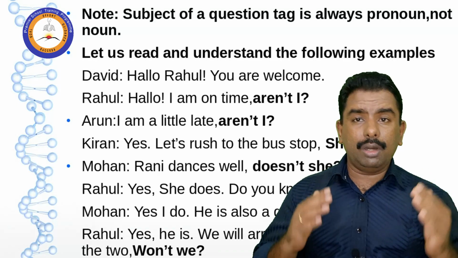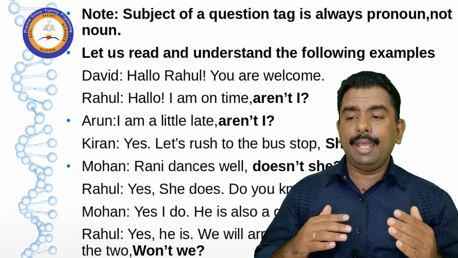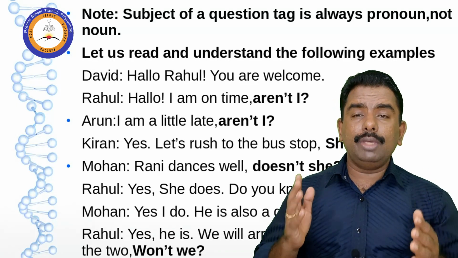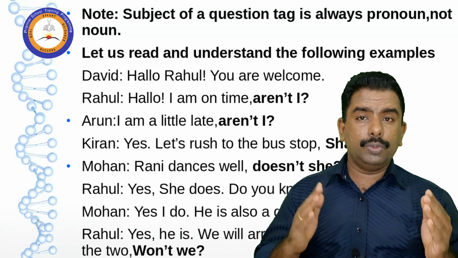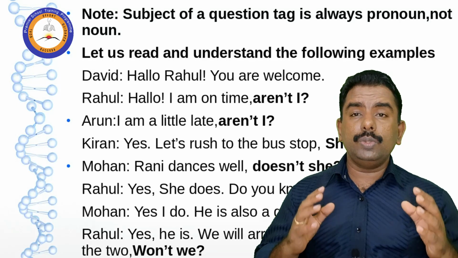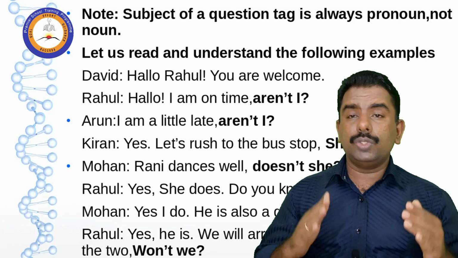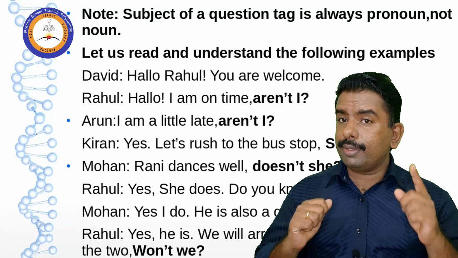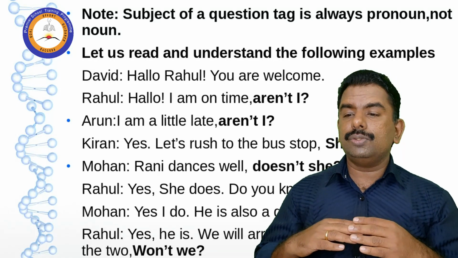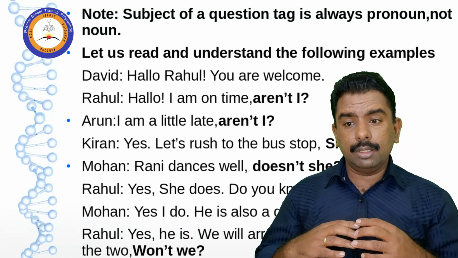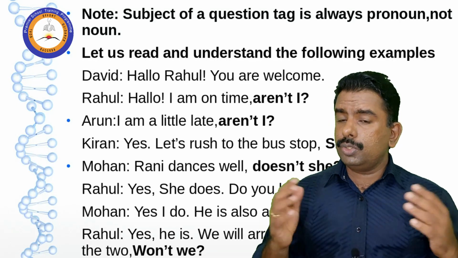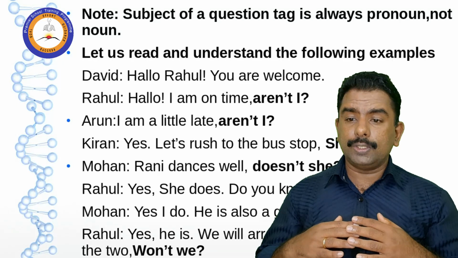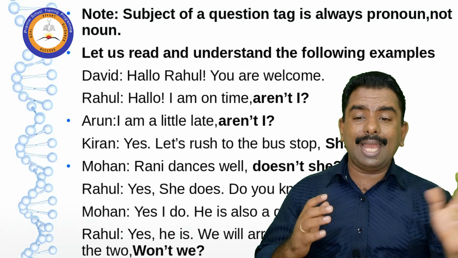We have to add not to the auxiliary verb, and instead of Rani we have to use the pronoun she, then a question mark. Next Rahul is speaking. Yes, she does. Do you know her brother? Mohan: Yes, I do. He is also a good dancer.